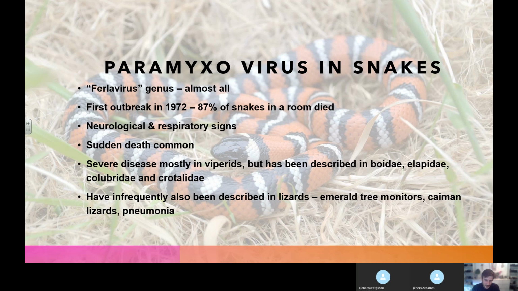And we've also seen paramyxoviruses in other reptiles as well, and it certainly has been infrequently described in lizards. It causes neurological and respiratory signs in snakes. In lizards, it tends to cause predominantly respiratory signs. So it's a pneumonia that we most frequently see where lizards have got paramyxovirus. And the species where it's certainly been described, if you look at the literature, are emerald tree monitors and caiman lizards. So definitely this should be something on our radar when we've got respiratory signs in those species of lizards.